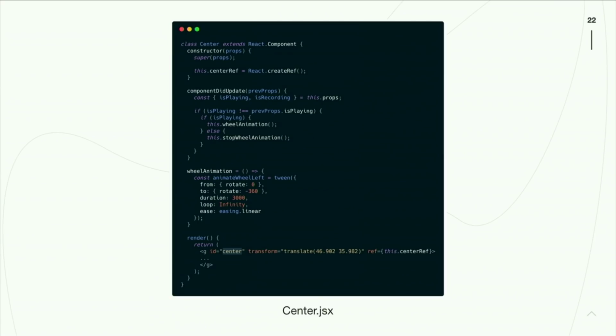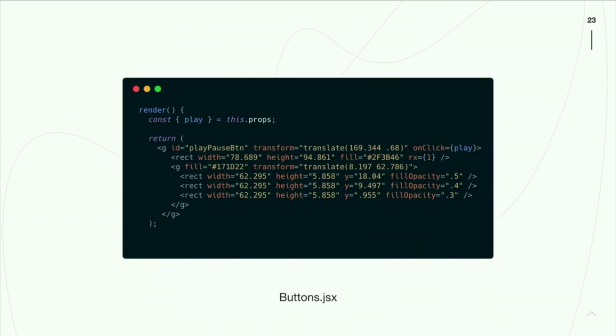This is an example of another component, the center component. It's where I have the wheels animation. Basically here you can see I'm using the componentDidMount, and in componentDidMount, I'm seeing if the isPlaying is true or false. If it's true, the wheel animation starts. If it's false, I stop the wheel animation. And then you can see the wheel animation there and basically rendering the component. Example of just a part of the code of the button JSX. Here, you see I have the onClick and I'm passing a play function as an event handler.